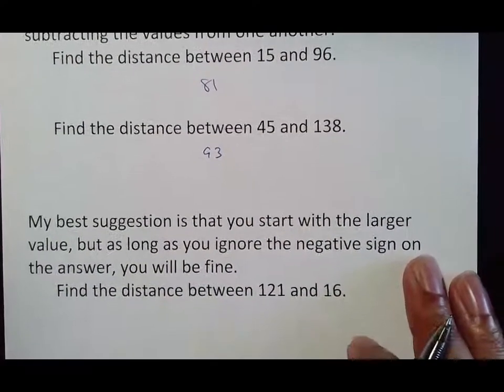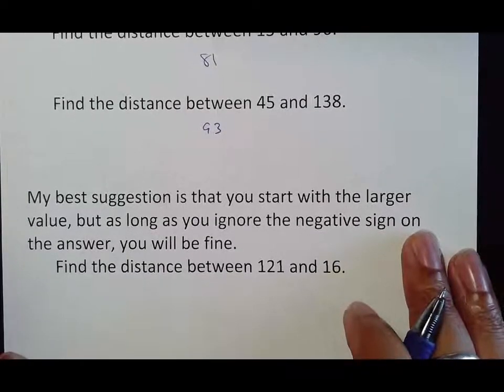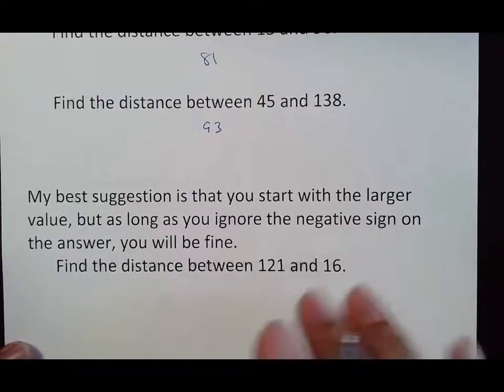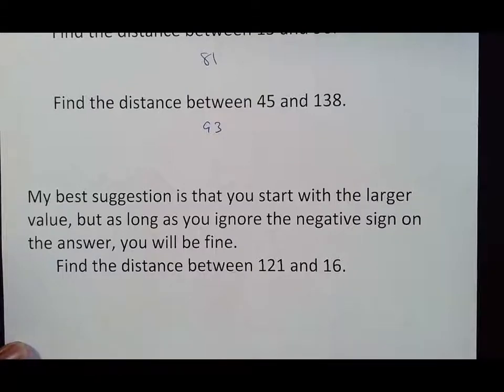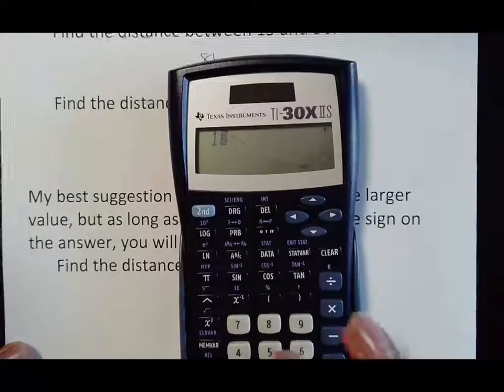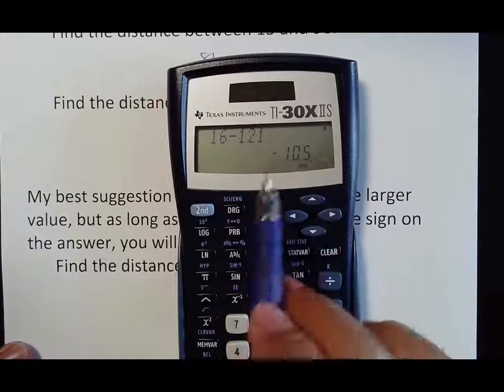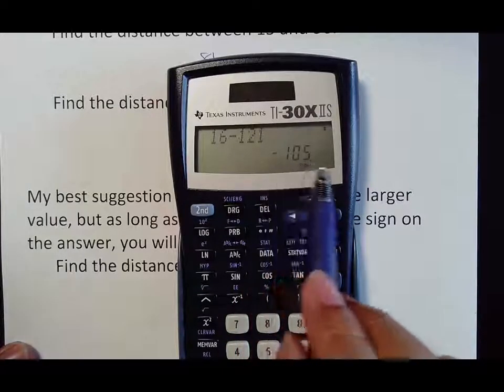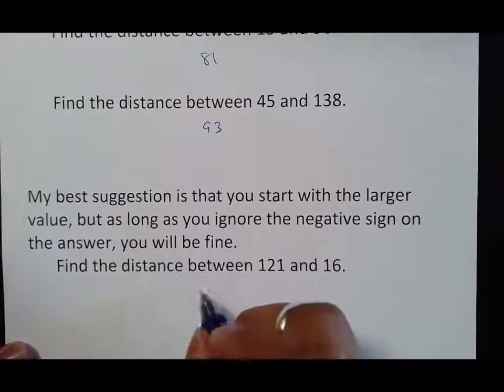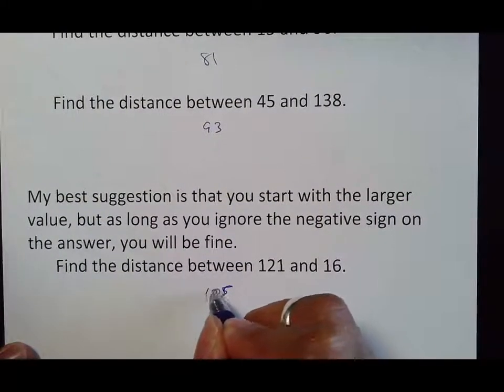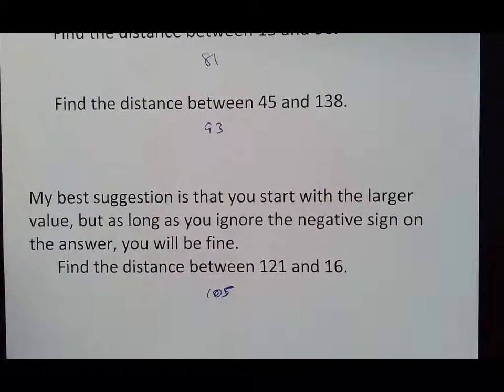My best suggestion is that you start with the larger value, but as long as you ignore the negative, you'll be fine. So if you were asked to find the distance between 121 and 16, if you did 16 minus 121, your calculator would say negative 105, but we don't care about the negative. What we're actually going to do is just take the 105. So there are times in mathematics where you ignore the negatives. I don't know if you've ever seen me do that on the calculator, but you'll learn that sometimes the negative is not really important and that you just need the number itself.